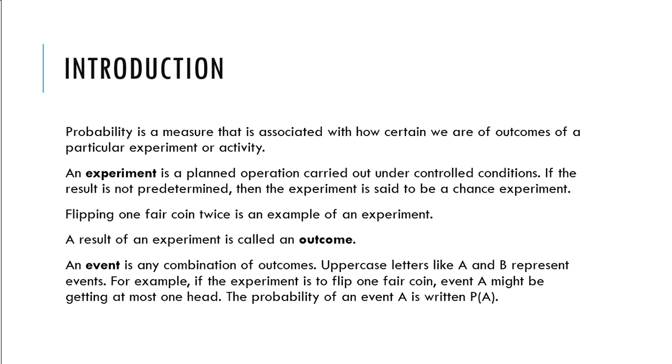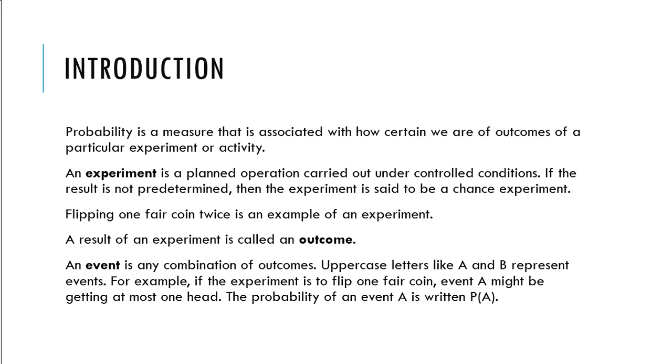Probability is a measure that's associated with how certain we are with outcomes of an experiment or an activity. You would know probability more as your odds that you're going to win the lottery, and that's one way that we can think about it. So if you're trying to play Mega Millions and you buy one ticket, the odds that you'll win are very, very low. So an experiment is a planned operation carried out under controlled conditions.